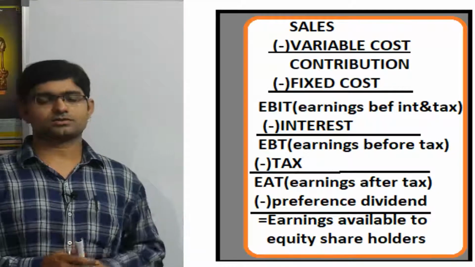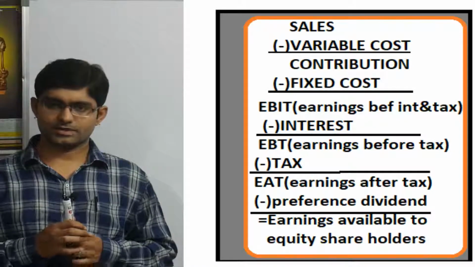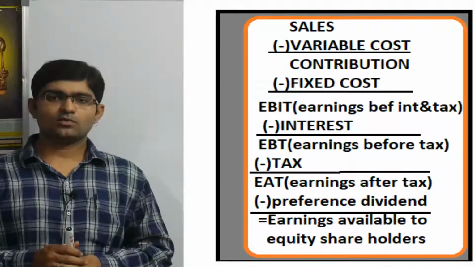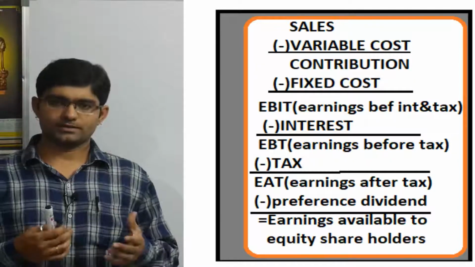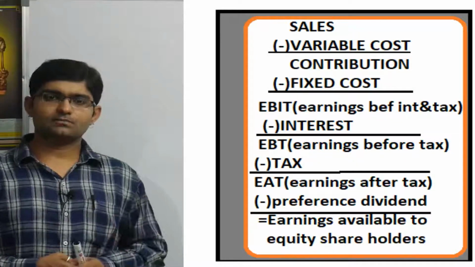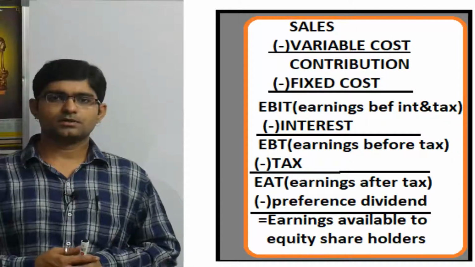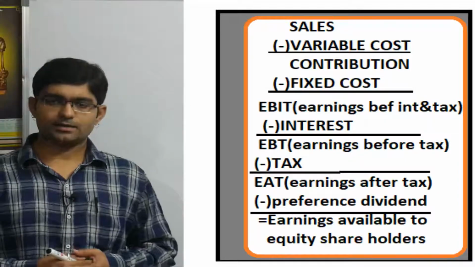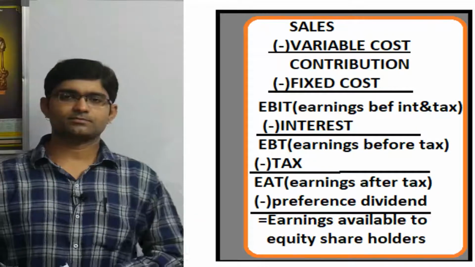Contribution minus fixed cost equals EBIT, that is operating profit, earnings before interest and tax. Then minus interest, which is a fixed commitment, that is interest on long-term debt or any debt. Next, after taking interest, we will get earnings before tax. From earnings before tax, we need to deduct the tax portion, and after that we will get earnings after tax.